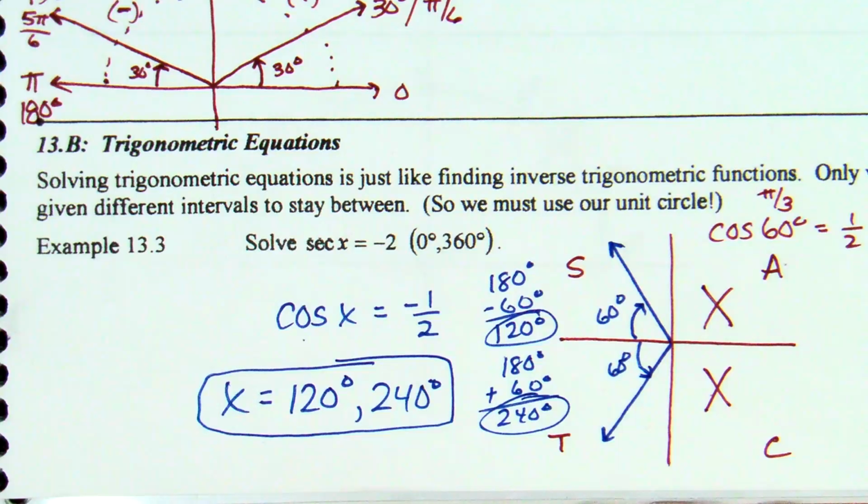So answers of 120 degrees and 240 degrees. That was not an inverse problem. So the password was only for the inverse. Correct.